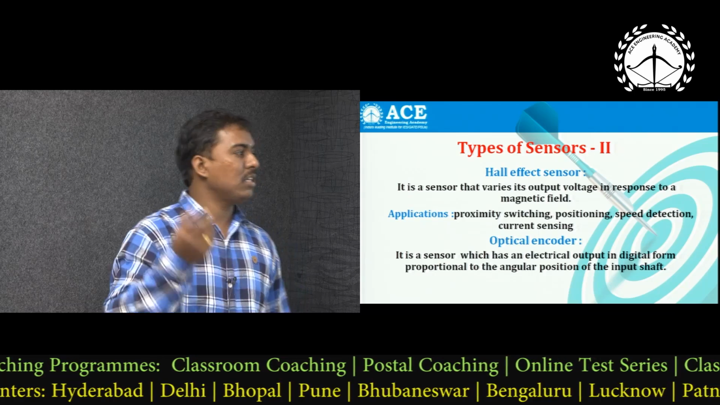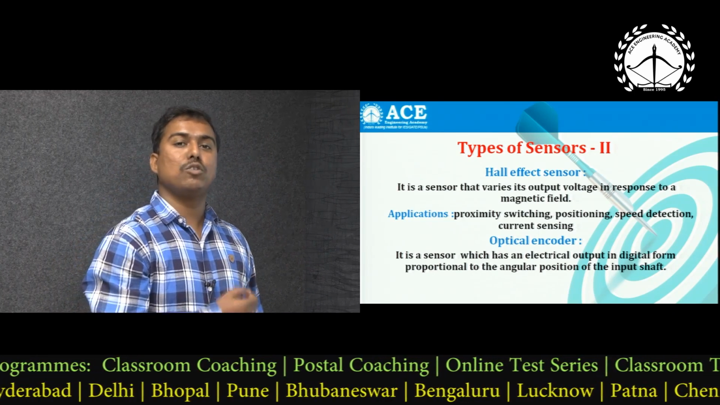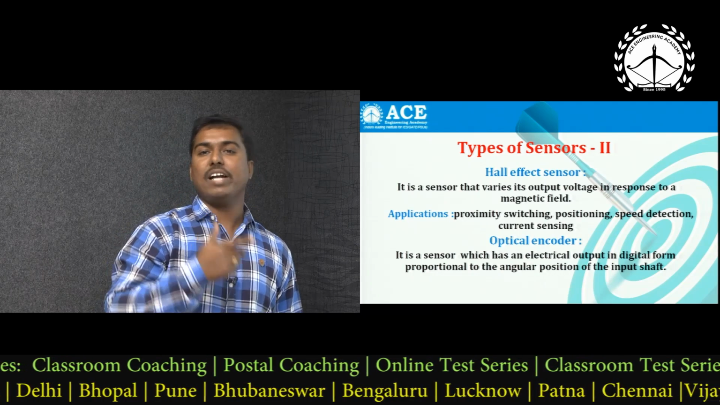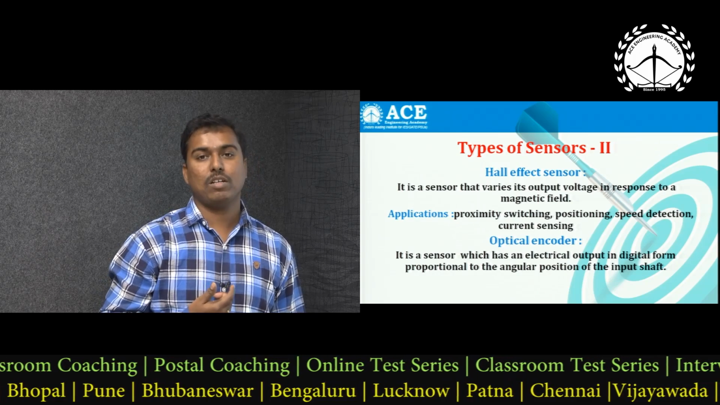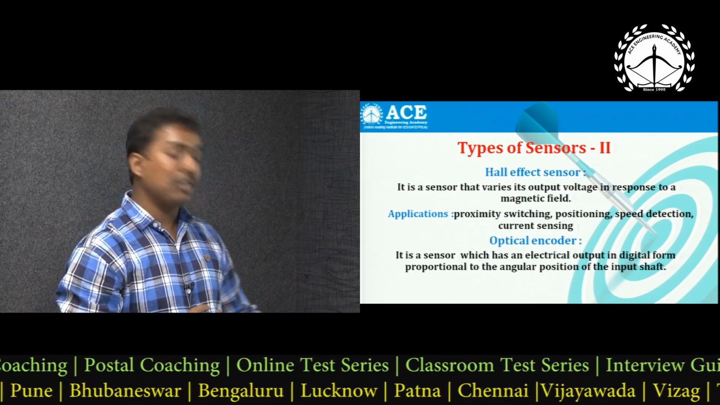There are different sensors. He has given the optical encoder. This optical encoder is generally used to find the angular position of a rotating shaft. In your mechanical engineering, you are very familiar with the position of a shaft as it is rotating. Now the position of the shaft can be found by using the optical encoder.